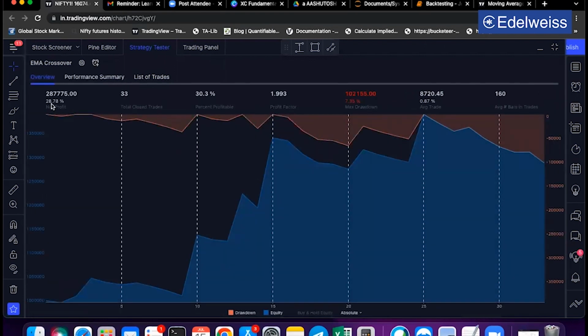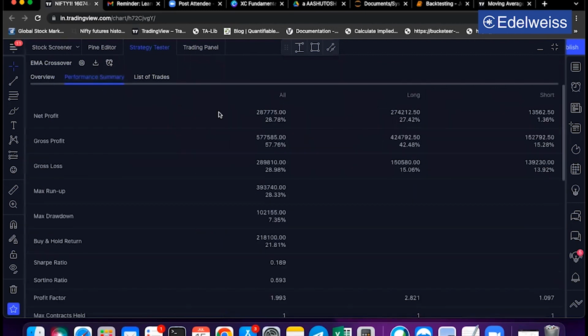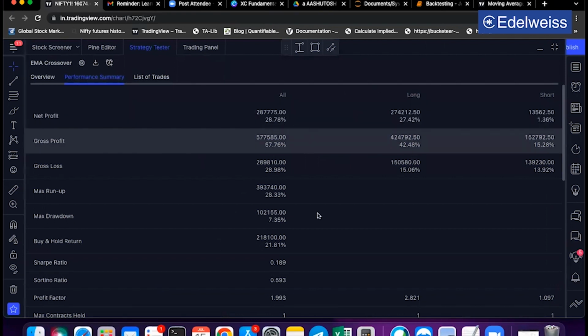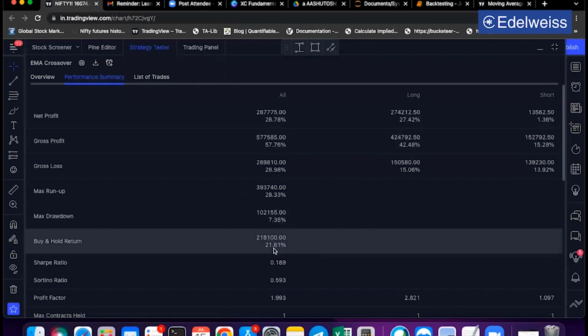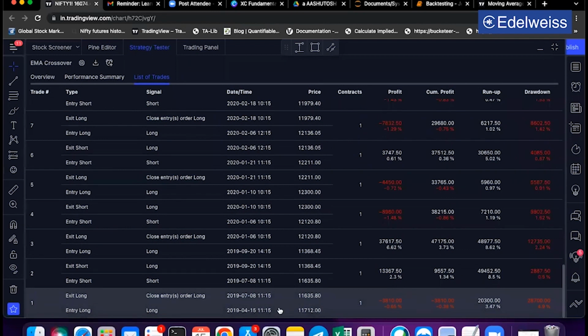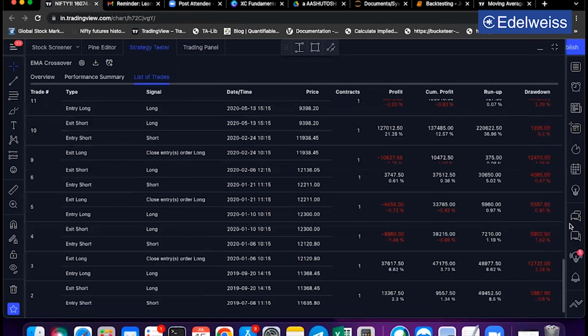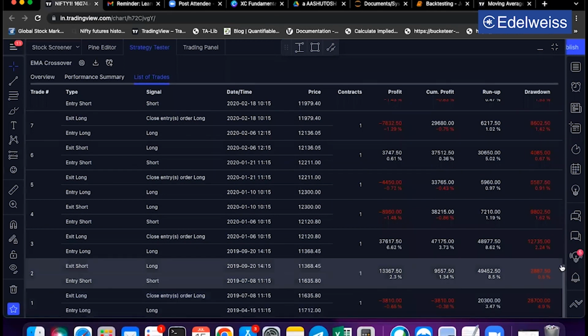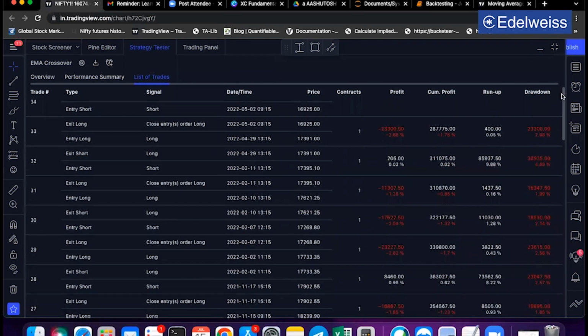So यहाँ पे you get a net profit of around 28.78%, और short side कुछ इसने ज़्यादा कमाया नहीं, long side ही थोड़ा बहुत चला. Net profit is around 28.78, which has outperformed the benchmark returns. And this has been tested since 2019. The first entry that the system took was in 2019. And this is on an hourly time frame.